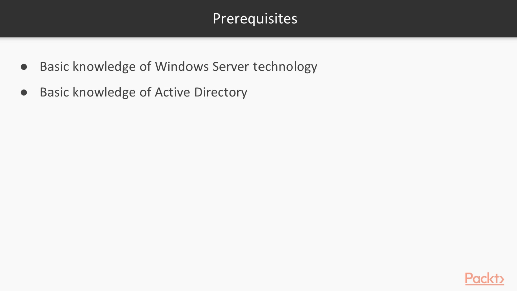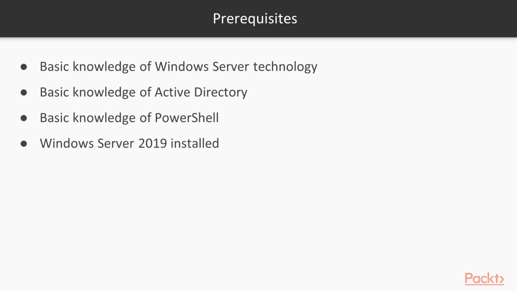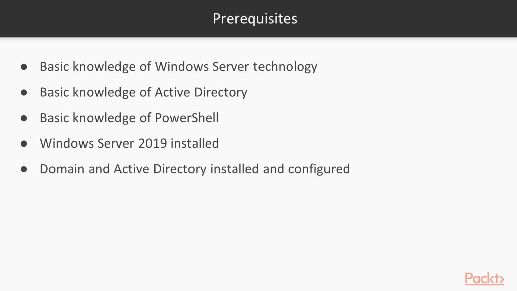The prerequisites for this course are as follows: basic knowledge of Windows Server technologies, basic knowledge of Active Directory, basic knowledge of PowerShell, Windows Server 2019 installed, and a domain and Active Directory installed and configured. So let's get started!